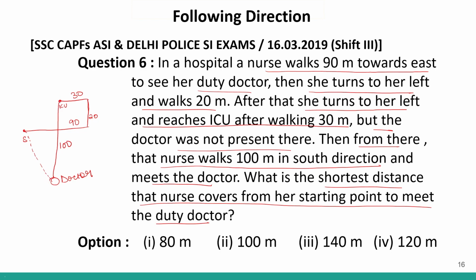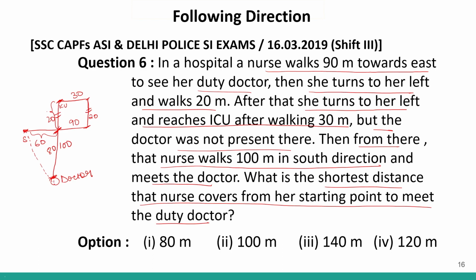Now, if this complete line is 100 and this is 20, this will be equal to this, right? So if this is 20 and this is 100, then this distance from here to here will be equal to 80, correct? Now, if this complete line is 90 and this is 30, that means this line will be 90 minus 30, which is 60.